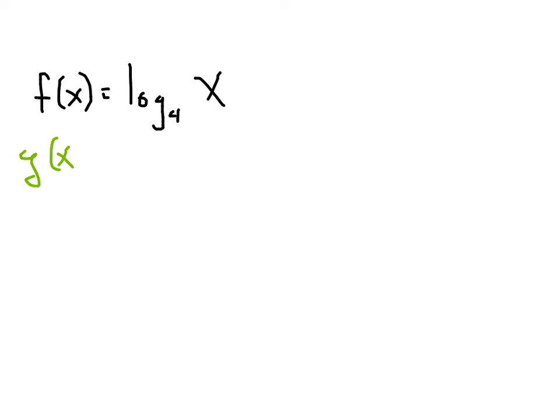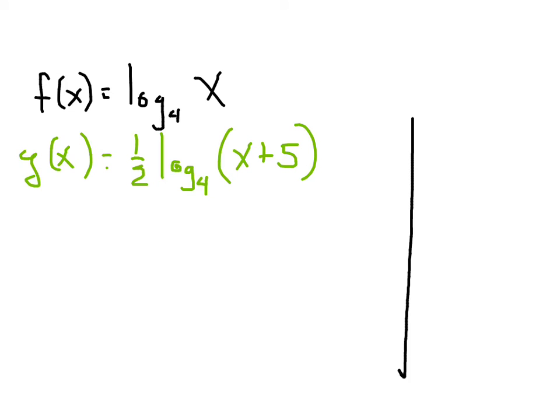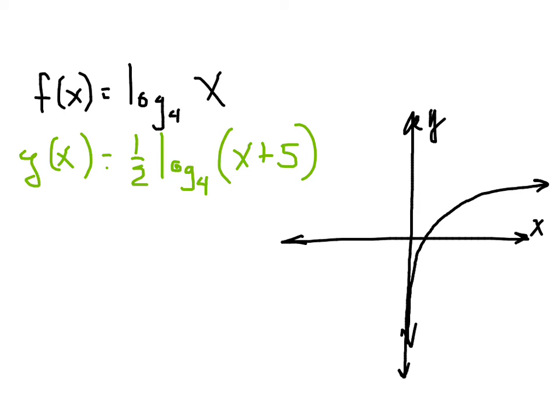Number 20 has f of x equals log base 4 of x, g of x equals 1/2 log base 4 of (x plus 5). Is my base a growth or decay? A growth, but in log growth. So that comes up from the bottom, from the depths, and goes out to the right. That's the parent.